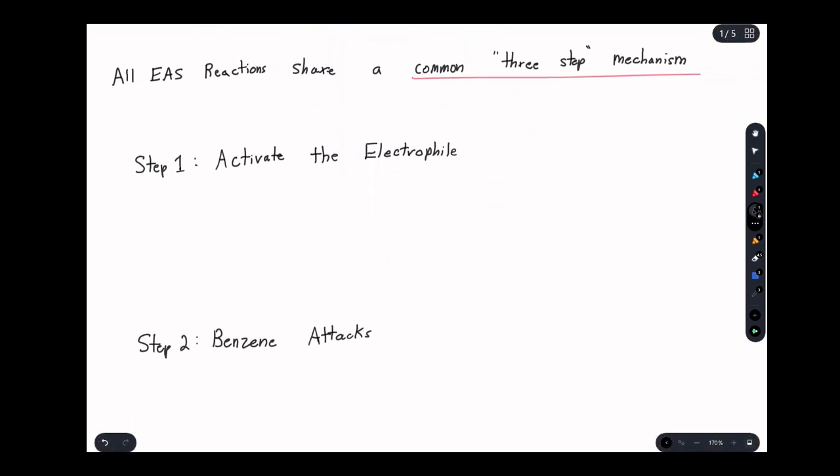What is that step going to look like? Well, generally, and the interesting thing is this step won't even involve the benzene. We're going to have our electrophile.